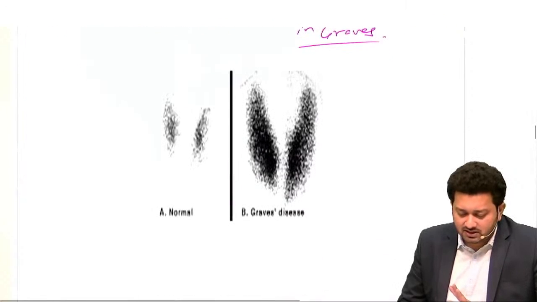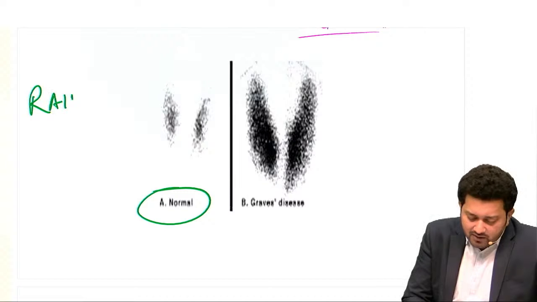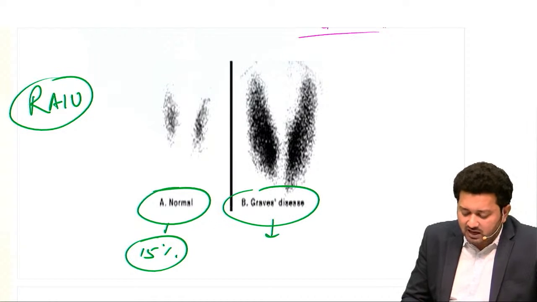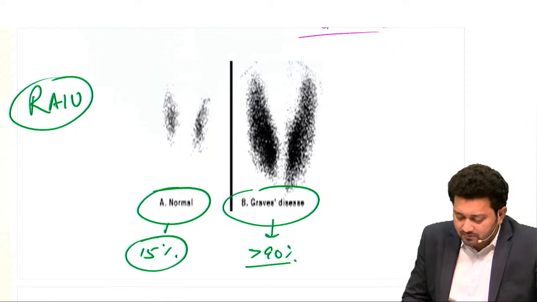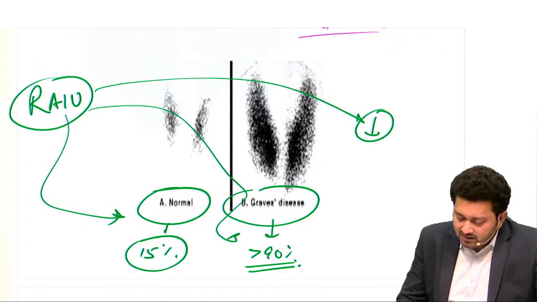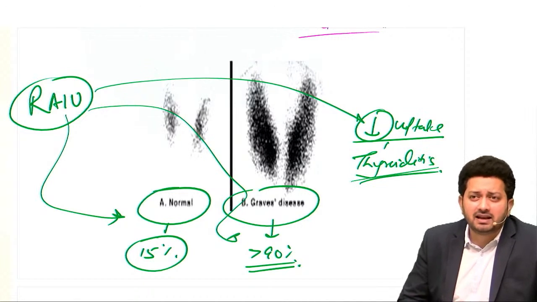No question in this. On radioactive iodine uptake, a normal thyroid is approximately 15%. In Graves' disease, the uptake is more than 90%. So RAIU: this is the normal uptake, this is the increased uptake, and just remember one thing, decreased uptake is seen in thyroiditis. In thyroiditis, the uptake is less.